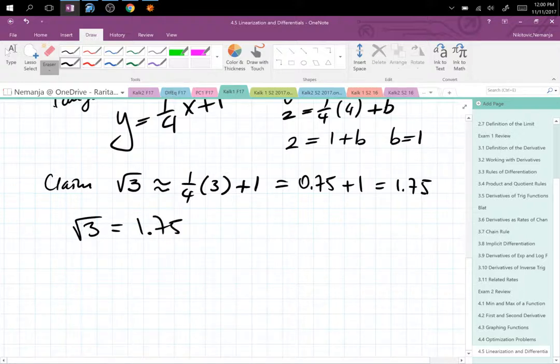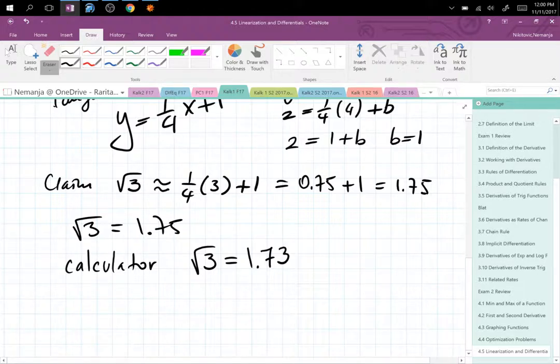1.75. Now you're going to take your calculator and tell me 2 decimal places for square root of 3. 1.73. By hand, I'm 2 cents off. All right? 2 cents. That's it. Can't buy anything for 2 cents.